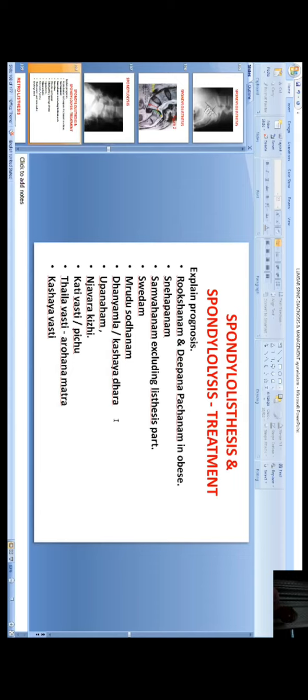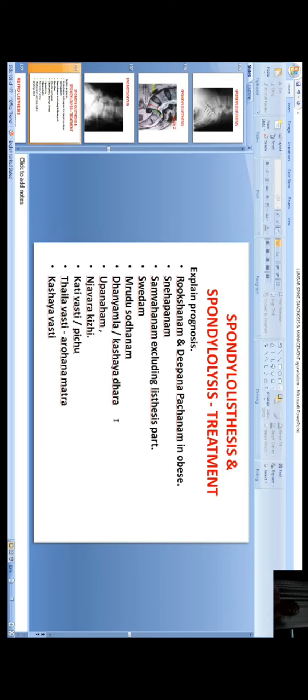This one is spondylolysis, that is usually associated with spondylolisthesis. There is a gap in the pars interarticularis region, in the posterior, near the laminae. What we are doing with spondylolisthesis: explain the prognosis. If higher grades are there, we can do it experimentally, after convincing the patient or explaining the prognosis. But initially, a few days of Rukshana with Deepana Pachana.